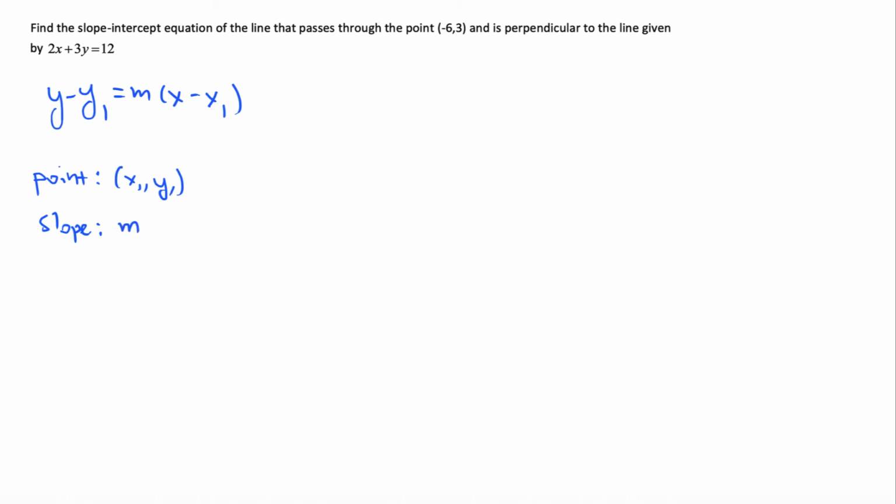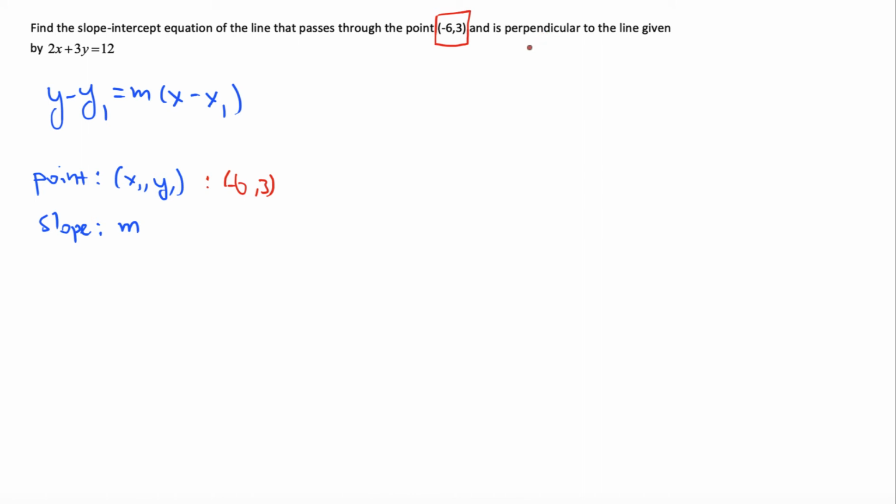What are we given in the question? We're given a point, which is good. So this could be the point, the point (-6, 3), the x1, y1 value, which we plug in. But if we read the rest of the information, we're not given the slope of the line. But what are we given?